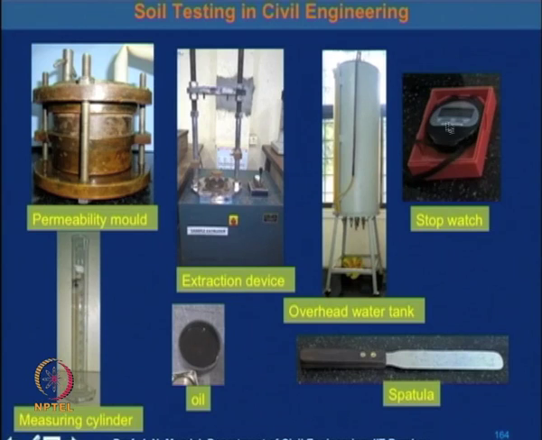You have to measure at a particular time the flow of water through the soil, and this is the measuring cylinder, and this is the oil, and this one is the spatula. So, these are some of the equipment you require for testing the permeability of the soil.